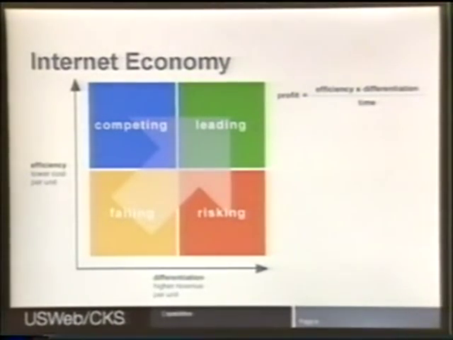And you literally could take any business and map it to this chart. Package delivery services: FedEx in the leading category, the United States Postal Service in the risking category, DHL in the failing category, and UPS in the competing category. So again, take whatever relevant case study based on the particular client that you're serving, and this is a very, very meaningful, very, very powerful chart.